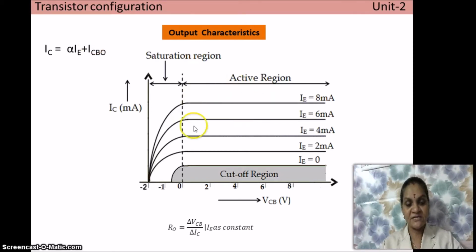So for plotting these characteristics, we have to keep the input current constant. The input current is the emitter current. First we take the input current IE equal to 0. If IE equals 0, according to this expression, the alpha IE term will get neglected, and only one term remains in the collector current expression. IC is equal to ICBO, that is only the leakage current. So this is the leakage current.